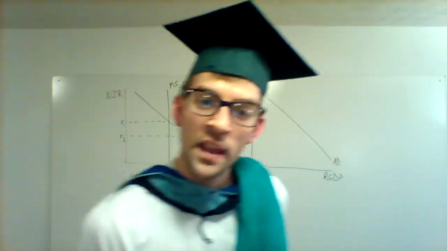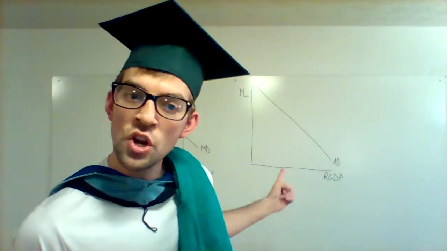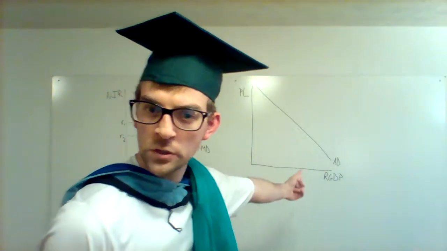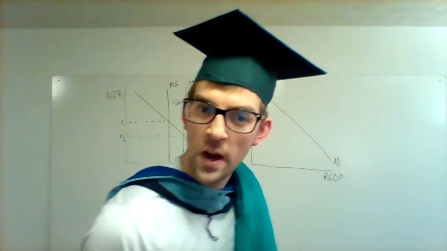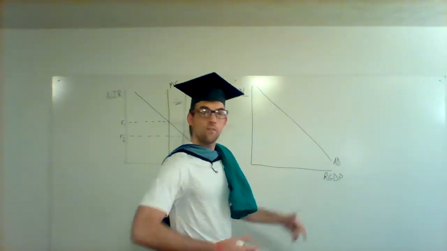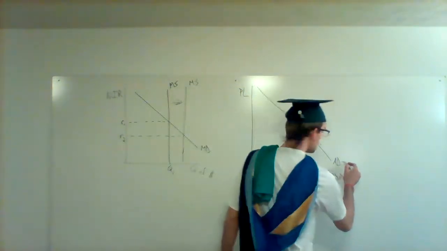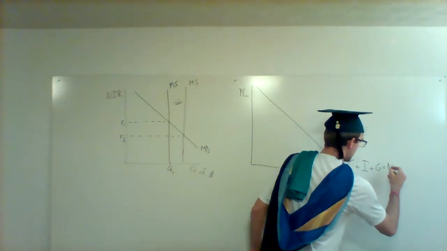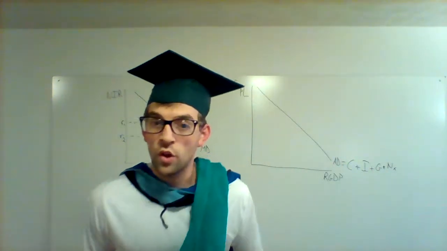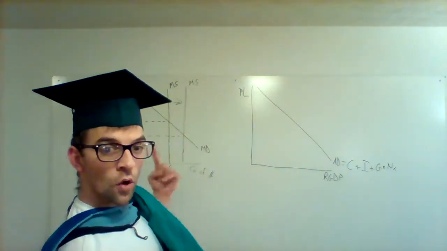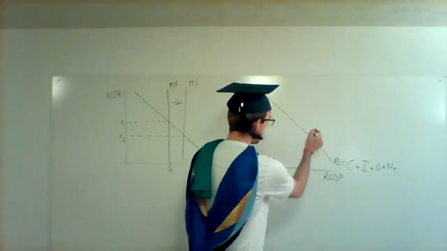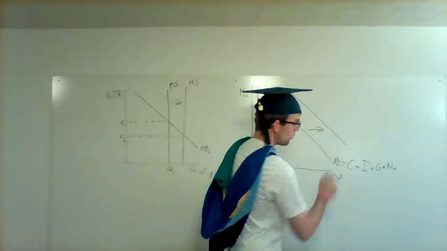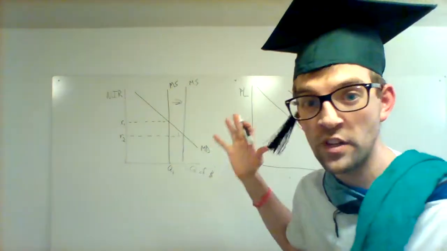All right. Now that should tell you something here. You should know your four shifters for your aggregate demand curve. They are the formula for GDP: C plus I plus G plus NX. Well, the consumption, we just said, lower interest rate, they're going to consume more. So our AD curve should go to the right. This is the relationship that you have to know over here.